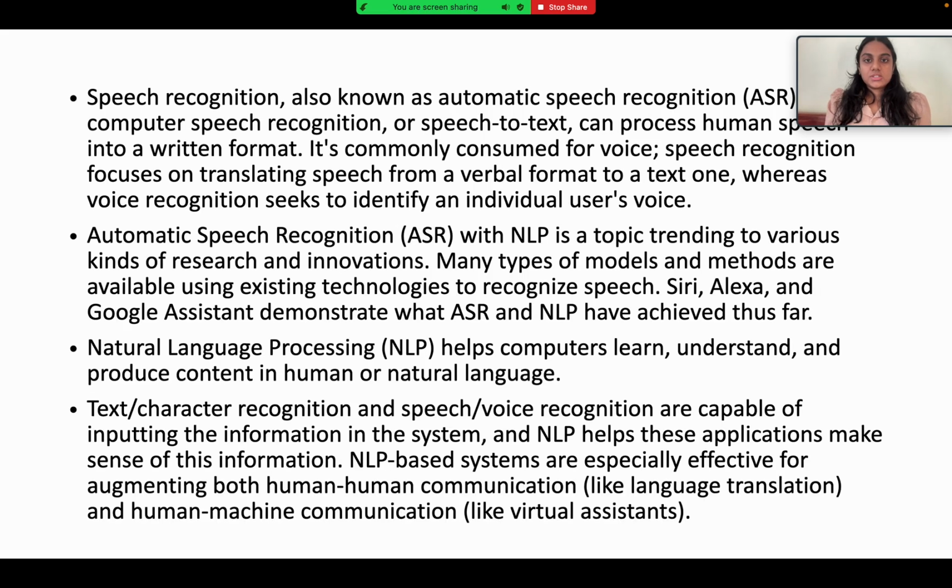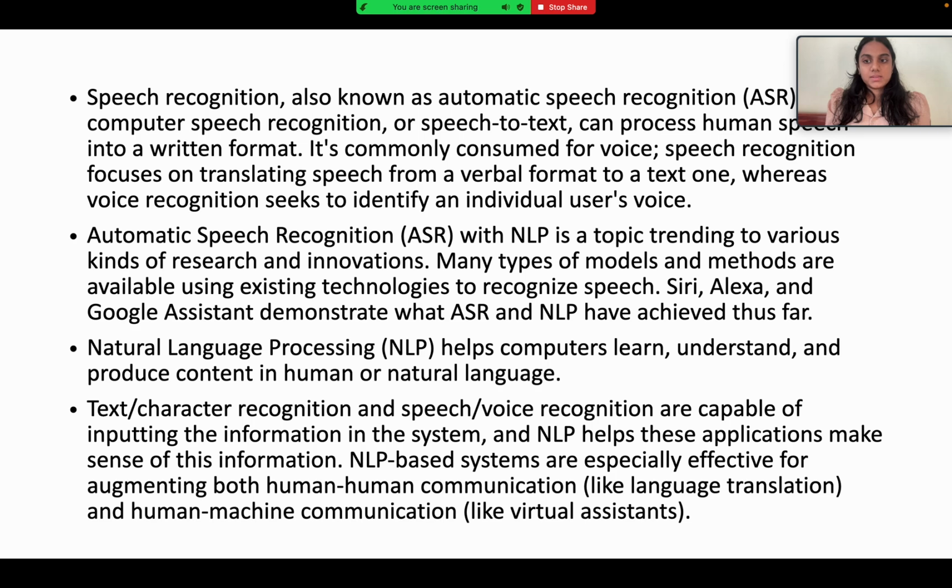Speech recognition, also known as automatic speech recognition, computer speech recognition or speech to text, can process human speech into a written format. It's commonly confused with voice recognition. Speech recognition focuses on translating speech from a verbal format to a text one, whereas voice recognition seeks to identify an individual user's voice. Automatic speech recognition with NLP is a topic trending in various kinds of research and innovations.